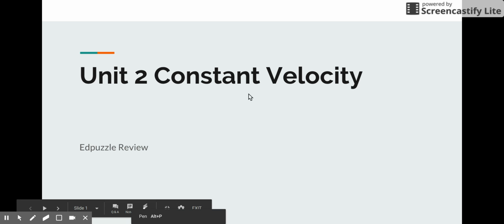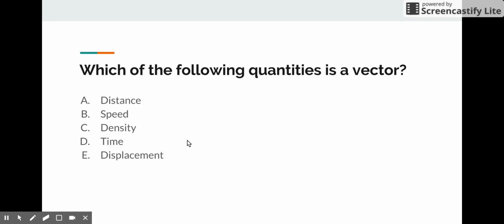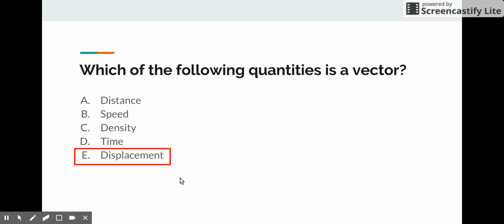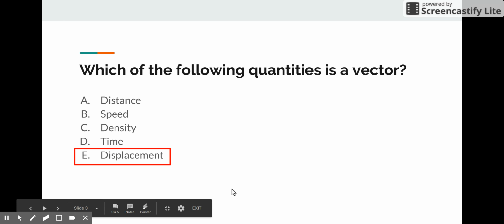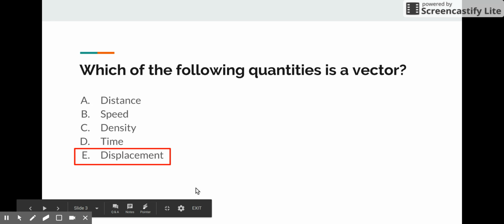This Edpuzzle covers Unit 2 for constant velocity. Which of the following quantities is a vector? Distance, speed, density, time, or displacement? Here the only vector is displacement. It is the only quantity that includes direction. The other four all have magnitude only, which is just a numeric value and no description of direction.